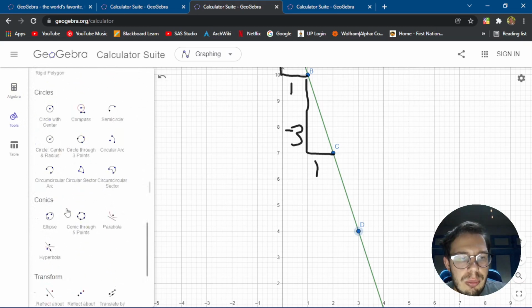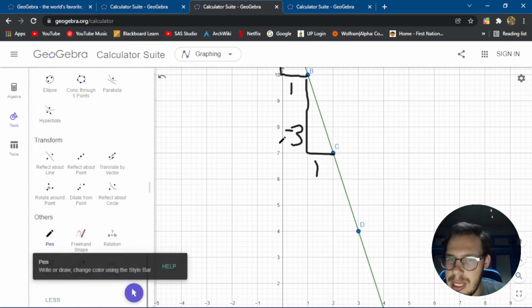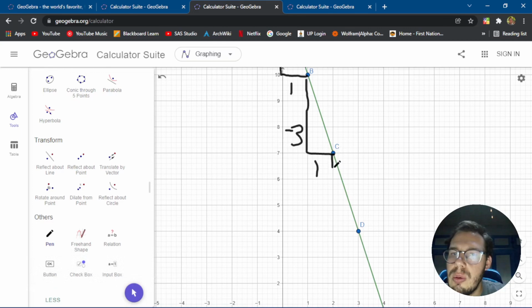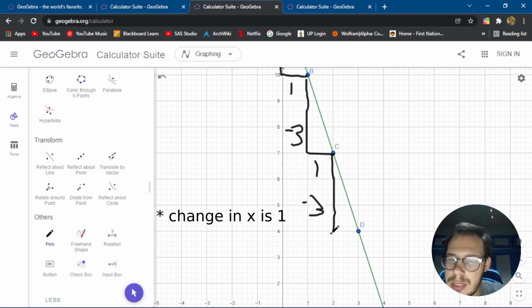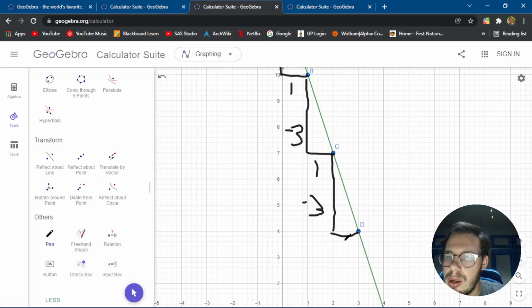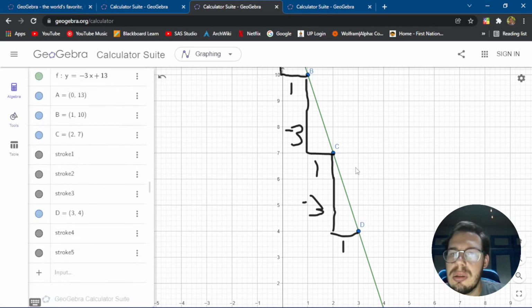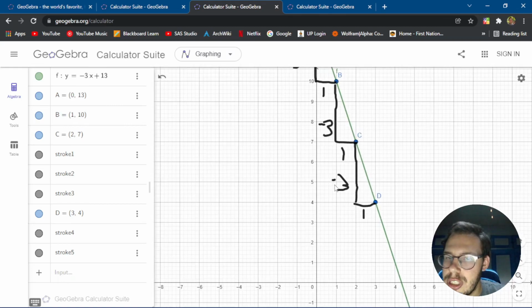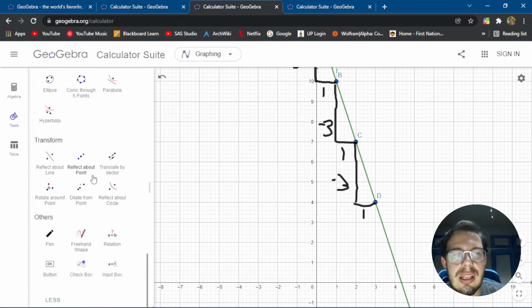So the change in y is negative. So we go down 1, 2, 3 points, so that is minus 3. And because the change in x is 1 and is positive, we go right 1. And there our point is. So you can actually just keep on going if you really want to. But in a test or exam, your time is limited, so I wouldn't.